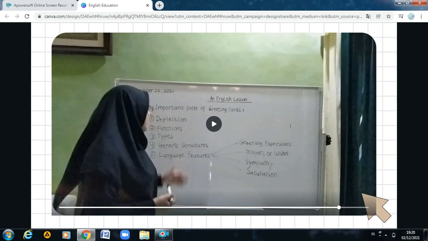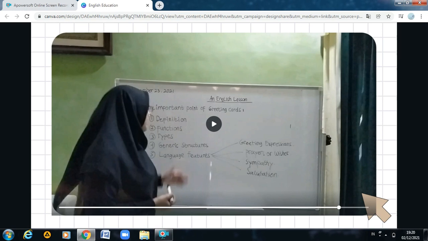Next, I also give some clear examples in this slide to make it easier for students to understand what the categories of language feature in the greeting card are. And the last one, I also provide written information regarding the definition and the division of this language feature on the whiteboard. Okay, how about the deficiency?